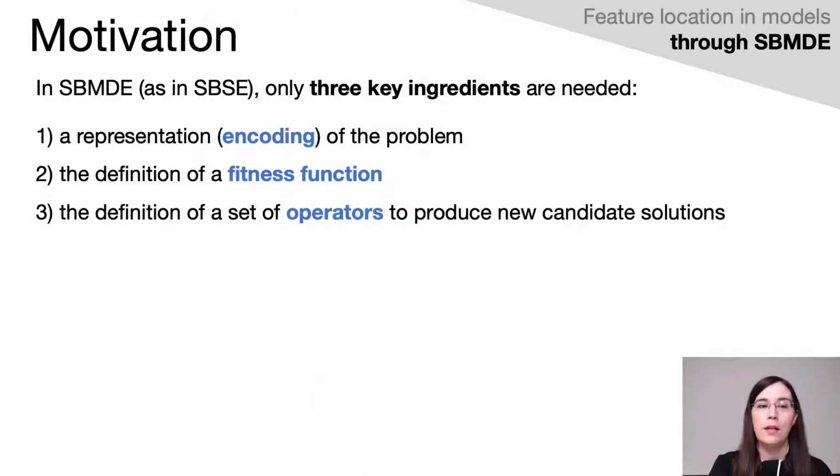In search-based model-driven engineering, as in search-based software engineering, only 3 ingredients are needed. The first one is a representation encoding of the problem. In the case of feature location in models, the candidate solutions are encoded as a bit string where the positions of the relevant model fragment are set to 1. The second ingredient is the definition of a fitness function, which can be the similarity between the feature description and the model fragment. The third ingredient is the definition of a set of operators to produce new candidate solutions.